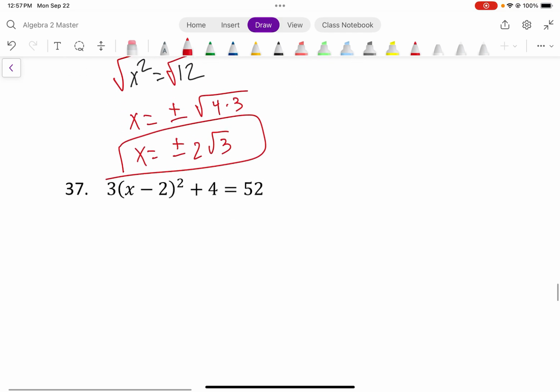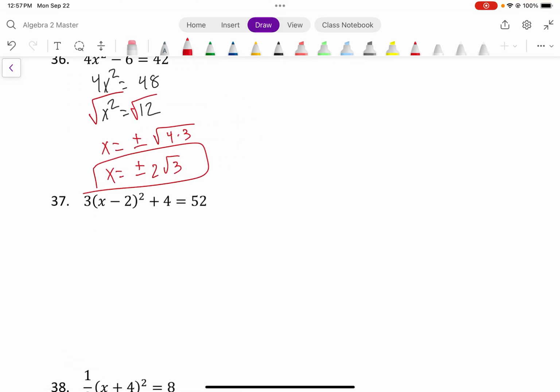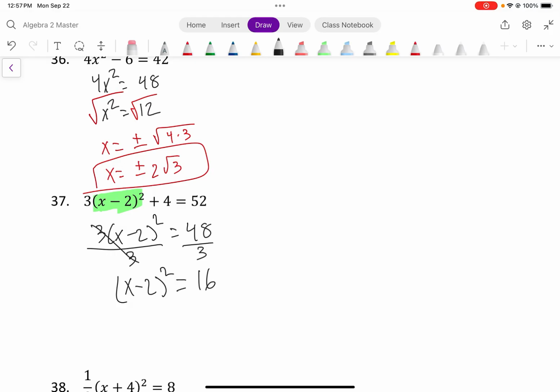But now 37. This is where I said we have to start getting the perfect squared term isolated. I'm going to treat this entire piece just like I did in that last problem. So I'm going to start by subtracting 4 from both sides. And then I'm going to divide both sides by 3. That leaves me with x minus 2 squared equals 16.